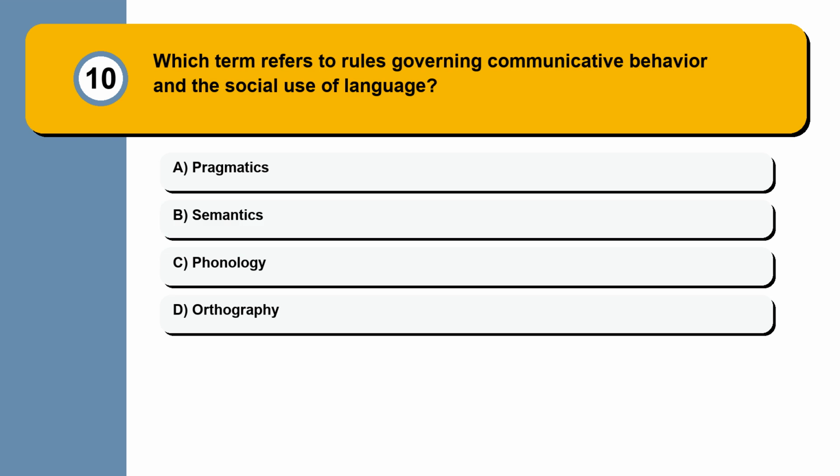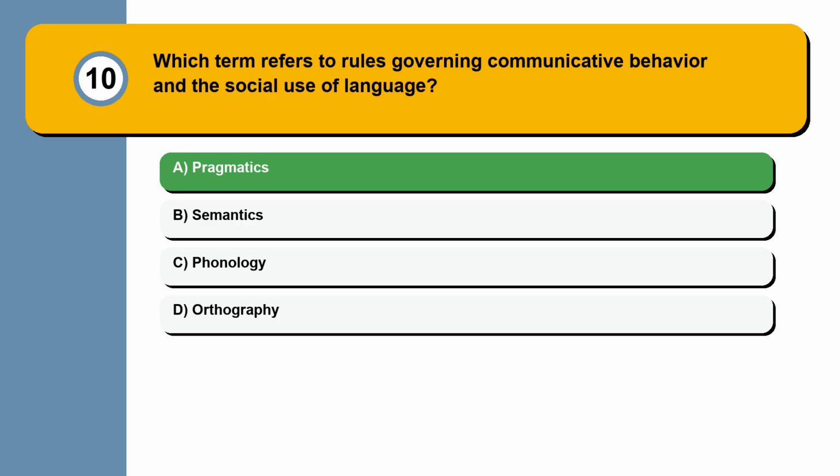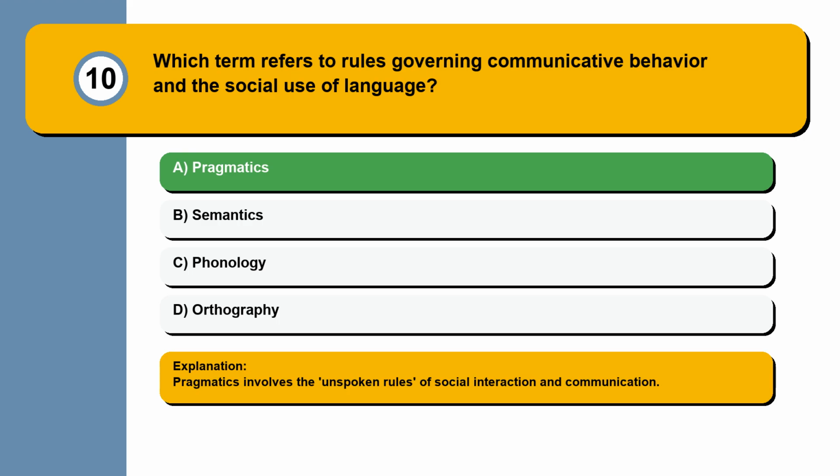Question 10. Which term refers to rules governing communicative behavior and the social use of language? Pragmatics, semantics, phonology, orthography. Pragmatics involves the unspoken rules of social interaction and communication.